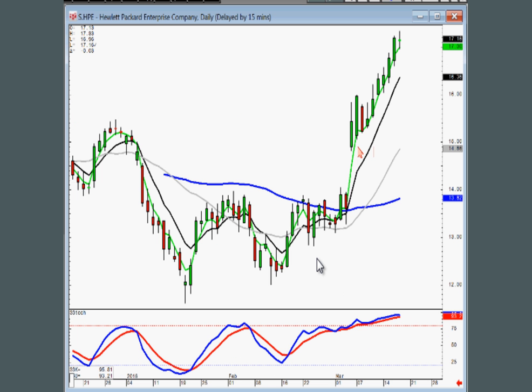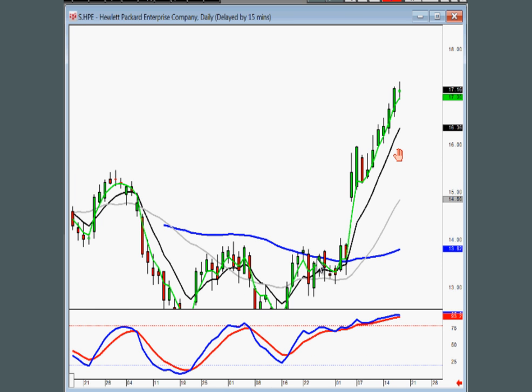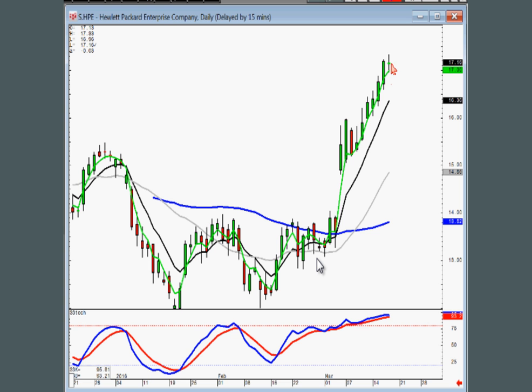HPE did a doji up here in the overbought condition. So whenever you see a doji in the overbought condition, that's telling you to be a little bit wary. At this point, I'd put my sell stop just below today's low, because if they come in this direction, where do you think they're taking it to? Or at least taking it back down to the T line.